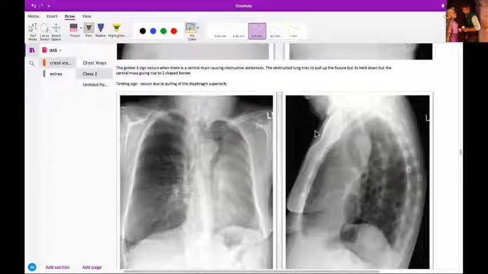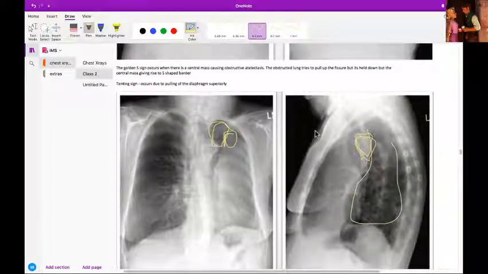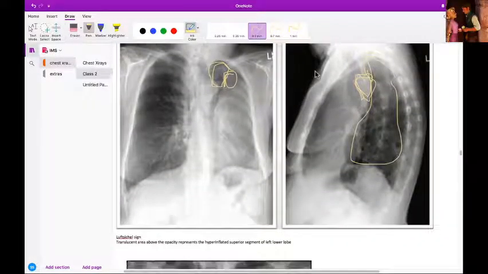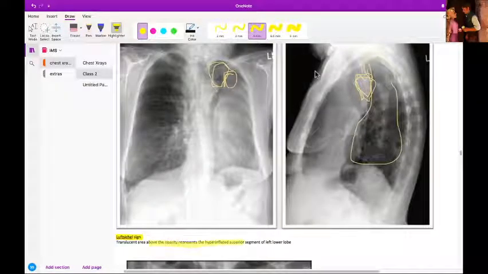Over here you see there is some atelectasis in the upper lobe, which is more visible in this one actually. Then there is a translucency over here, so this is the compensatory hyperinflation. This is the upper lobe with atelectasis, and this is the lower lobe side, and you can see it's hyperinflated. This is also called a sign, the Luftsichel sign. This translucent area above the opacity represents the hyperinflated superior segment of the left lower lobe.